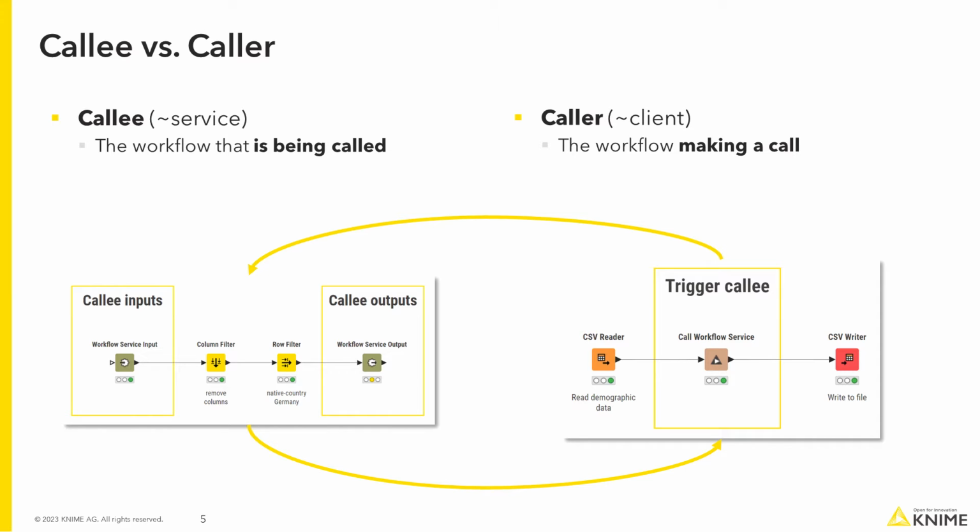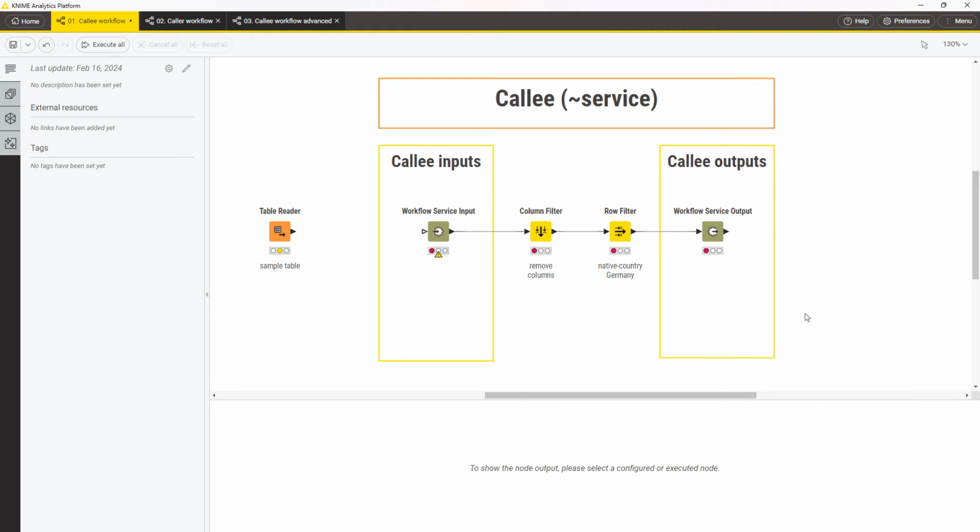The most straightforward way to call one workflow from another in Analytics Platform is by using the workflow service nodes. Have a look at this simple call workflow. It receives a data table via this workflow service input node and sends back a data table via this workflow service output node. In between, this example workflow only filters data, but the call can be as complex as you want. You can apply a saved machine learning model to produce predictions, write data to a database, and so on.